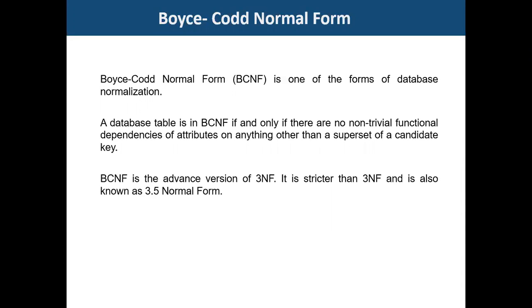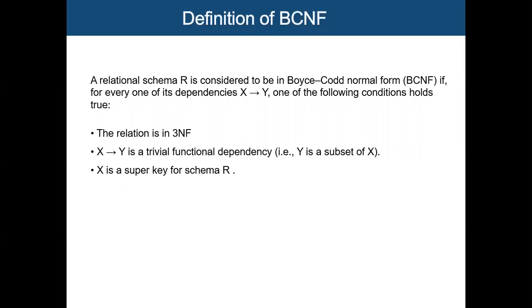BCNF is an advanced version of 3NF. It is stricter than 3NF and is also known as 3.5NF. Now, what is the definition of BCNF?